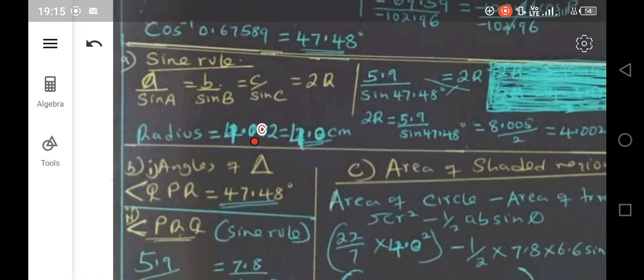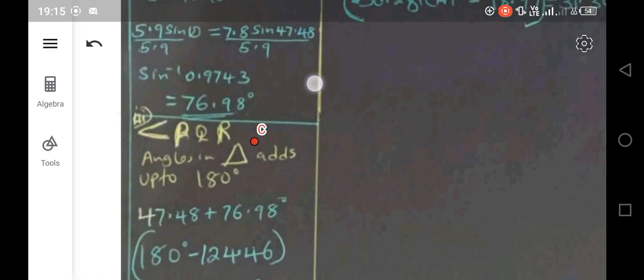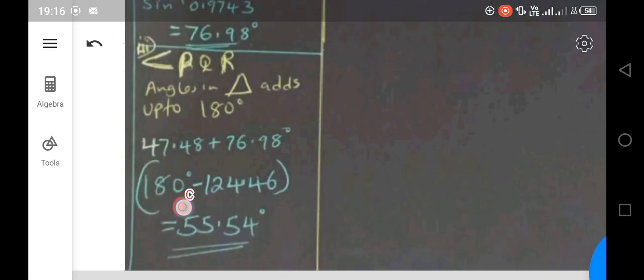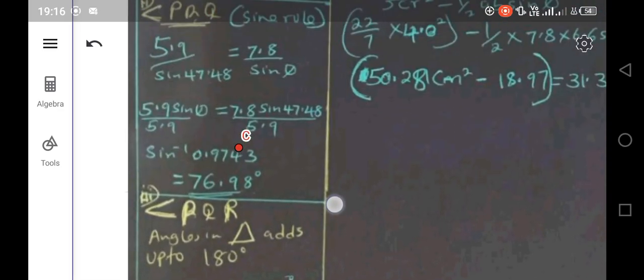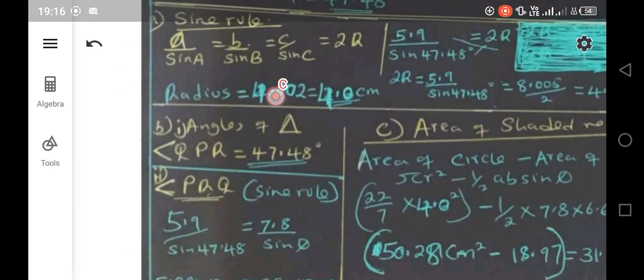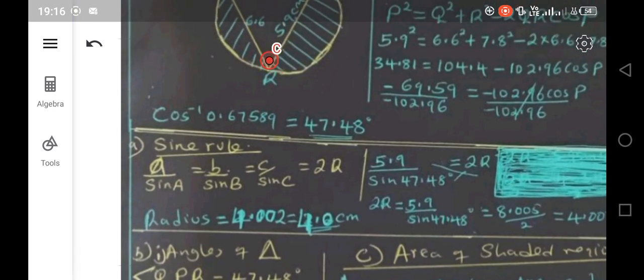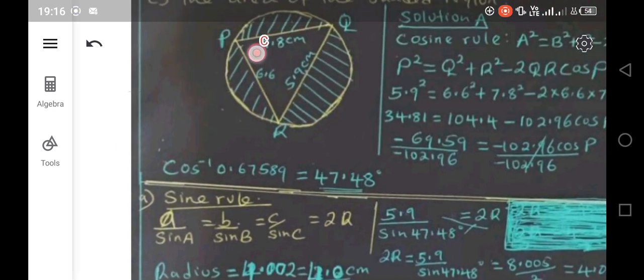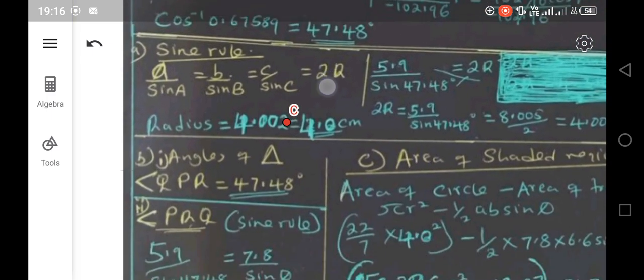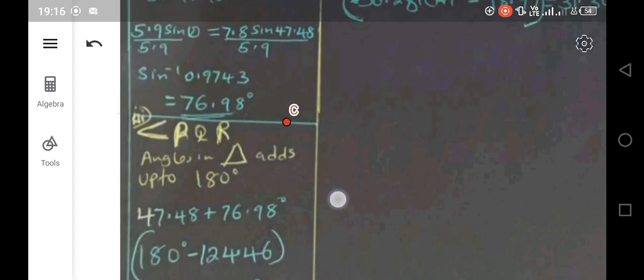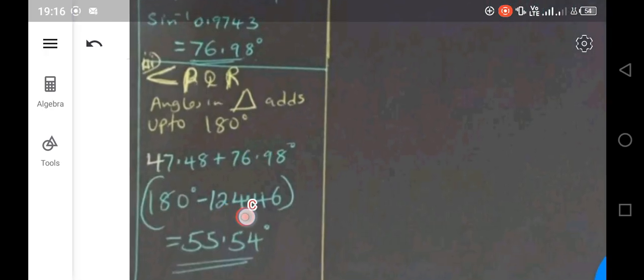Now let's go and do it. Here, when you work with me, you're going to have 180 degrees minus the summation of those two angles that we said: 47.48 plus 76.98. So 47.48 and 76.98, those are the two angles. When you add them, you find that your answer is going to be 124.46.